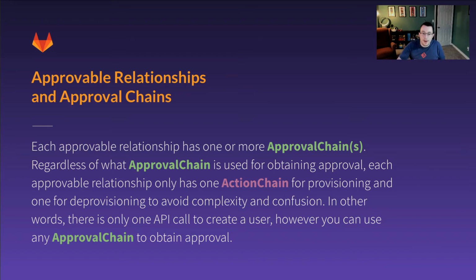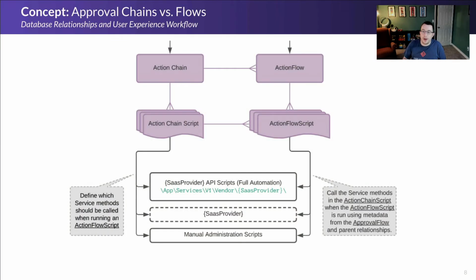So with that in mind, let's continue down our diagram. And so inside of each action chain script, you're defining what service method to run. And a service method in the programming world is what function are you running, and you're giving it inputs and getting outputs.